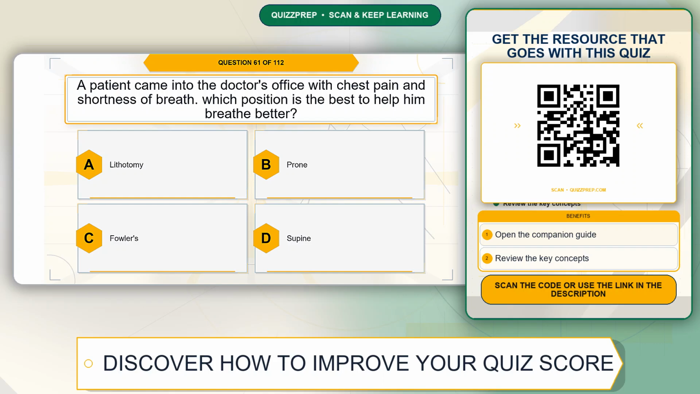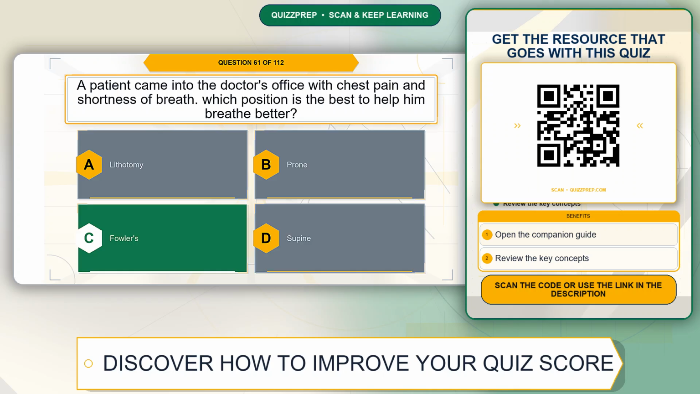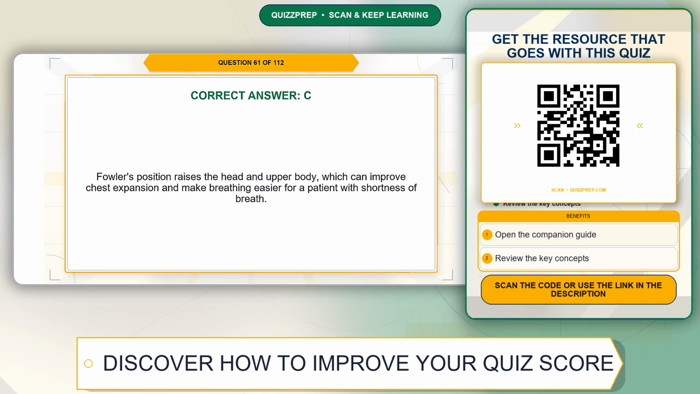Question 61. A patient came into the doctor's office with chest pain and shortness of breath. Which position is the best to help him breathe better? Option A, lithotomy. Option B, prone. Option C, Fowler's. Option D, supine. The correct answer is option C, Fowler's. Explanation. Fowler's position raises the head and upper body, which can improve chest expansion and make breathing easier for a patient with shortness of breath.